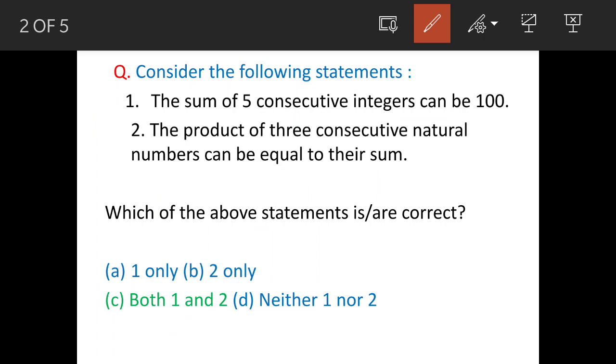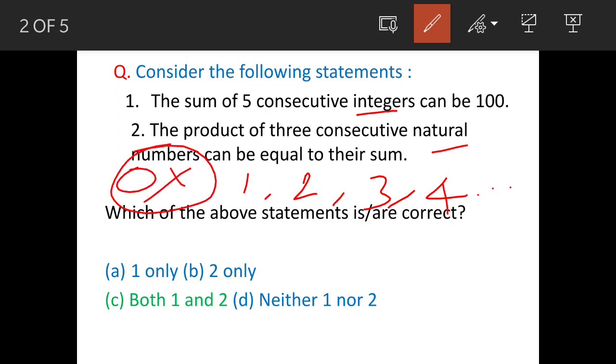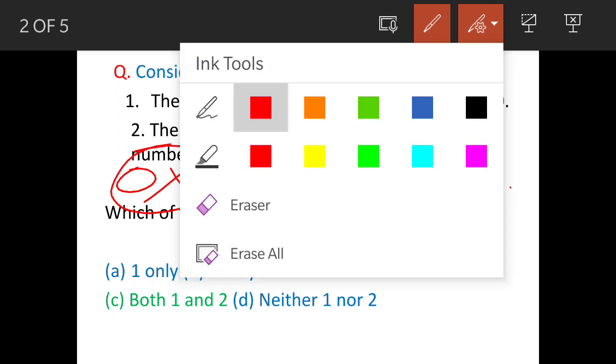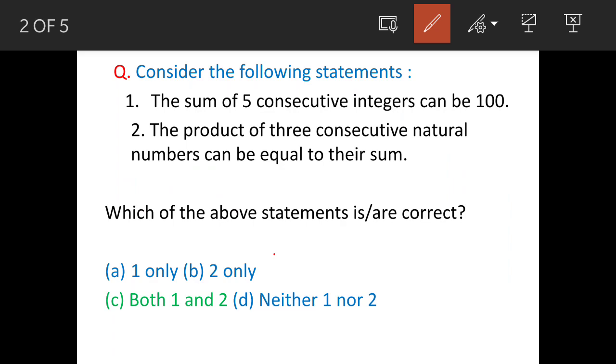Then the second part is saying product of 3 consecutive natural numbers. Here in the first statement it is integers, which I explained. Now what are natural numbers? Natural numbers are basically 1, 2, 3, 4. These are counting numbers, and 0 is not a natural number. So this is the basics of the number system. Now we'll see the solution.